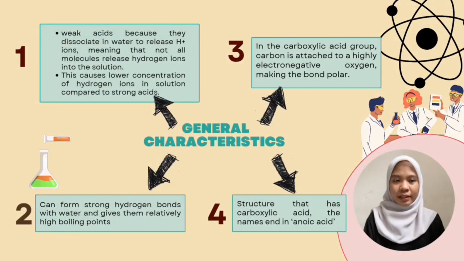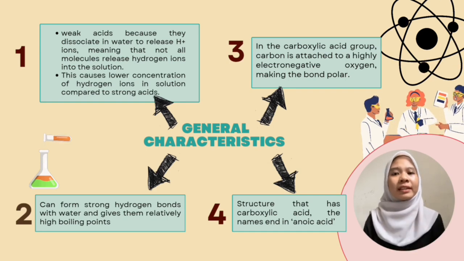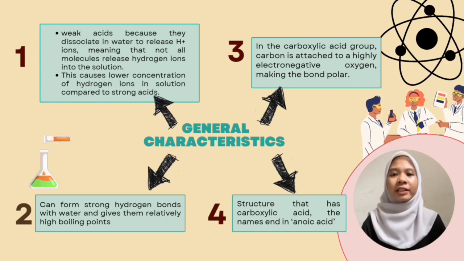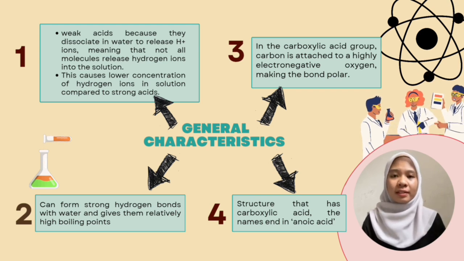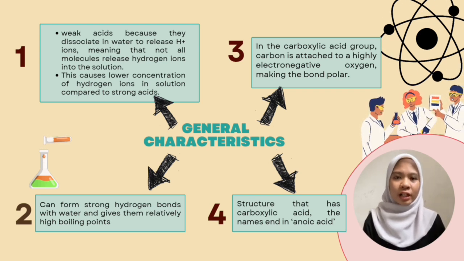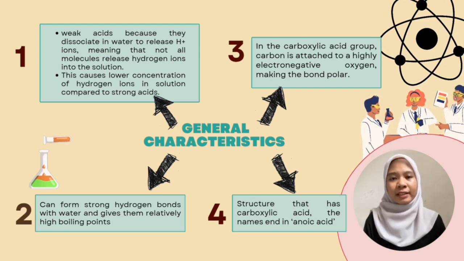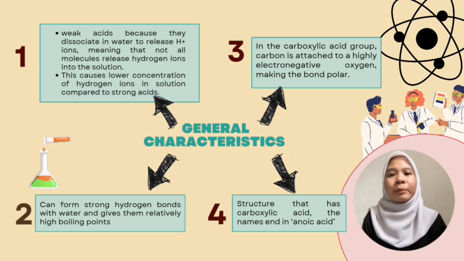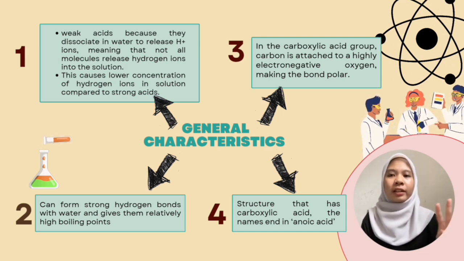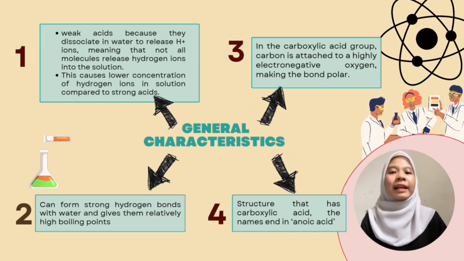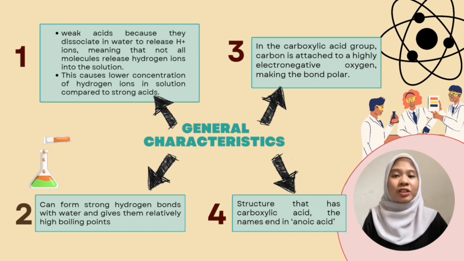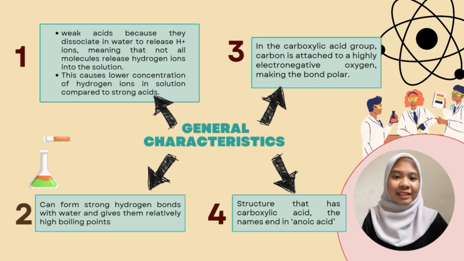First, carboxylic acids are considered weak acids because they partially dissociate in water to release H+ ions, meaning that not all molecules release hydrogen ions into the solution. This causes a lower concentration of hydrogen ions in solution compared to strong acids. Second, they can form strong hydrogen bonds with water and have relatively high boiling points. Third, in the carboxylic acid group, carbon is attached to a highly electronegative oxygen, making the bond polar. Lastly, a structure that has a carboxylic acid ends in "-anoic acid".